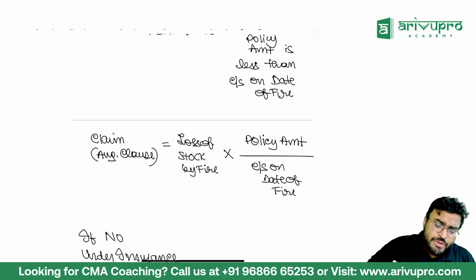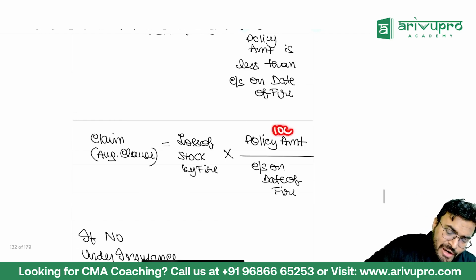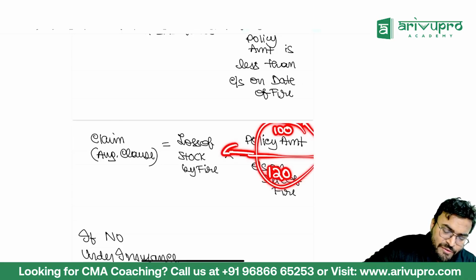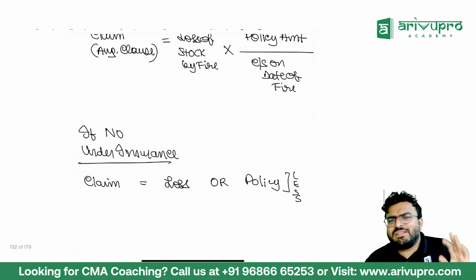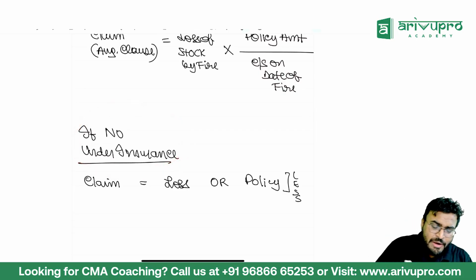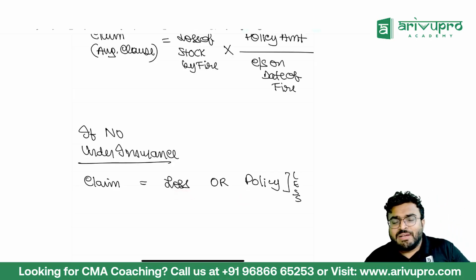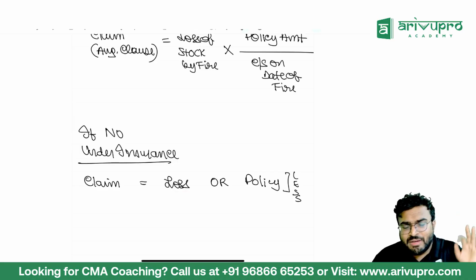Is this clear? So we are telling you had a policy of only 100, but you had stock of 120. So in this proportion only, I will give you the claim for the loss as well. If underinsurance is not there, we have taken proper insurance only, then claim will be equal to loss or policy, whichever is less.